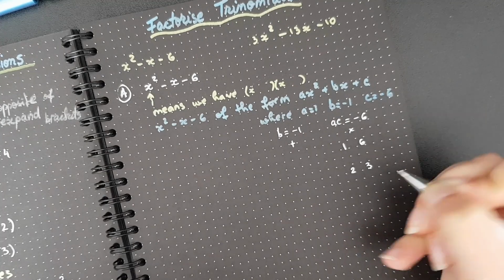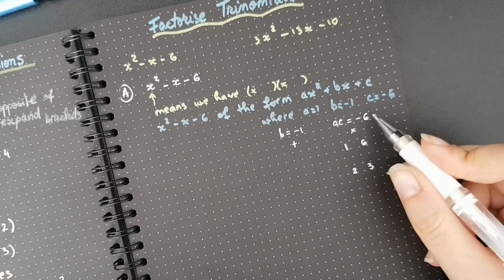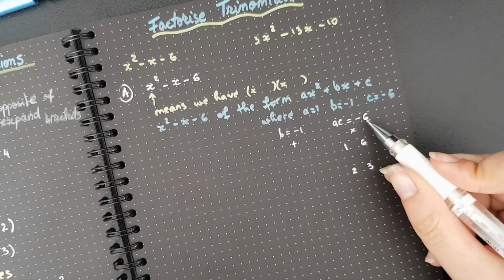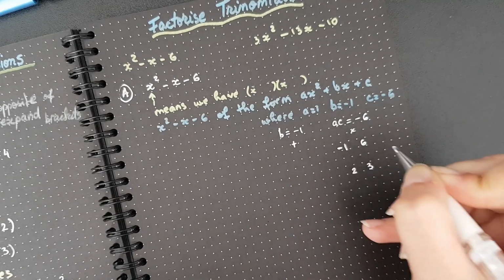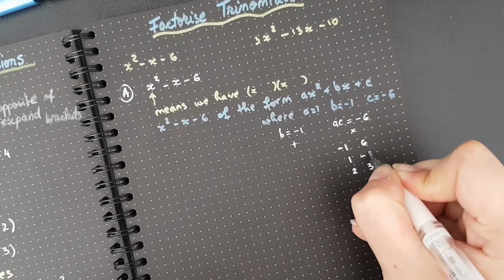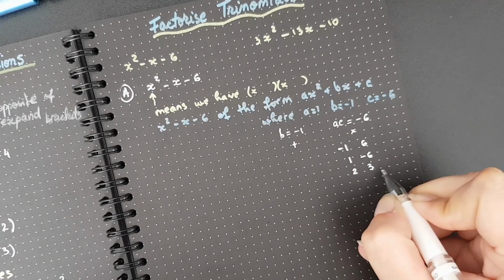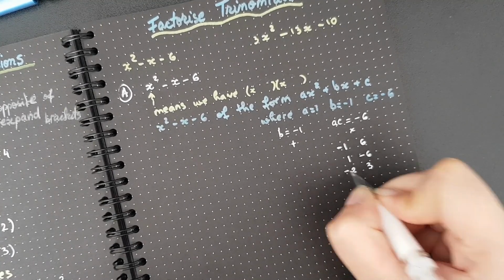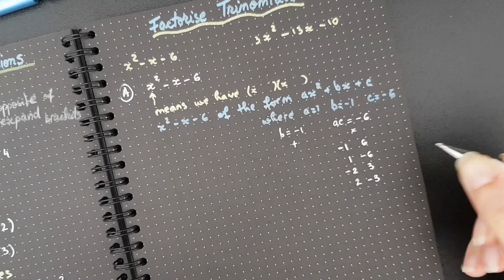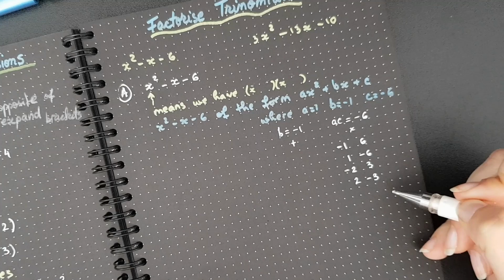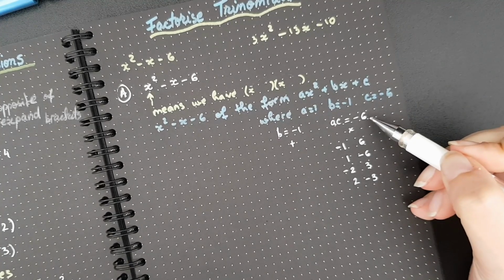So these are the pairs of numbers that multiply to give me 6. But then I need -6. So I could have a -1 and a 6, or I could have a 1 and a -6. Now the same goes with 2. I can have a -2 and a 3, or I can have a 2 and a -3. So again, any of these ones multiply to give me -6.